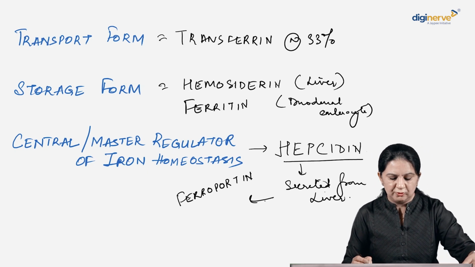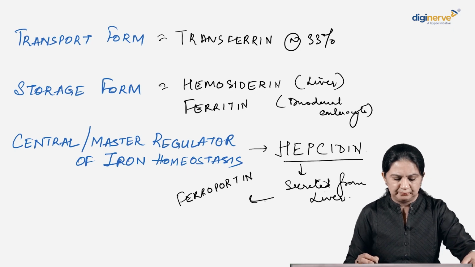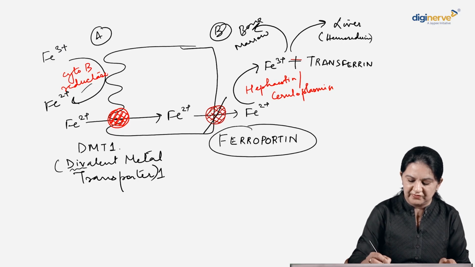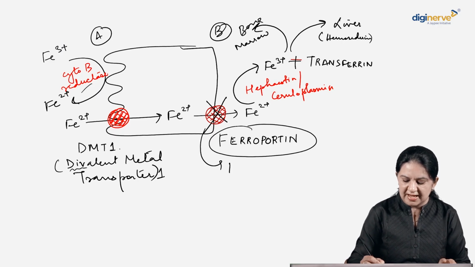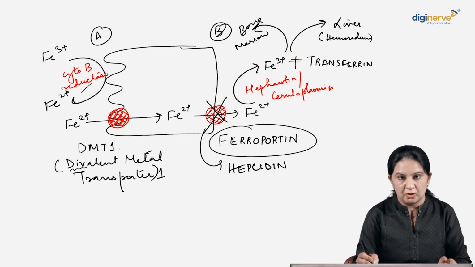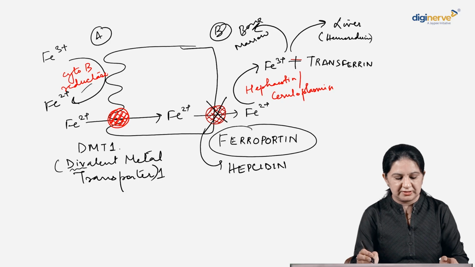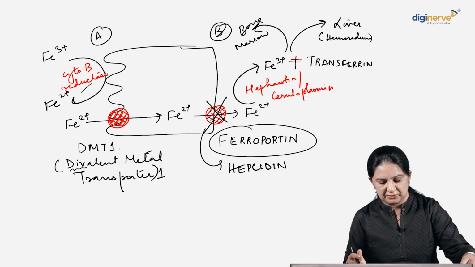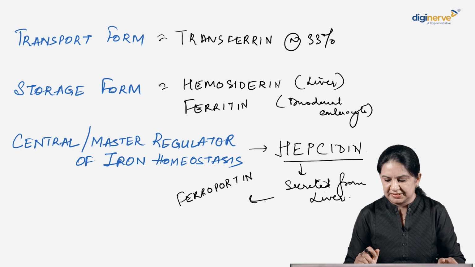So, let's again go back to the iron metabolism. Now, this is ferroportin. Hepcidin basically acts here on ferroportin, so that iron is not absorbed into the circulation. This prevents iron absorption into the circulation. So that's the role of hepcidin.